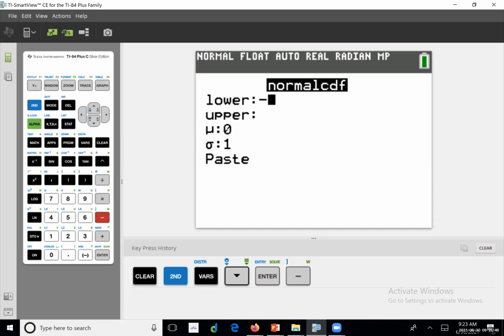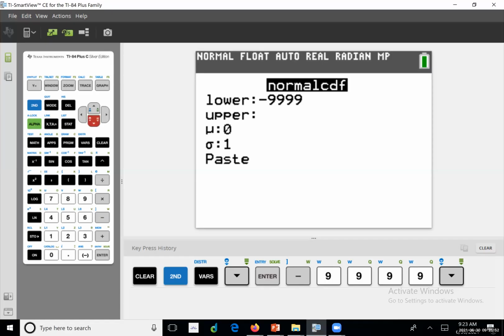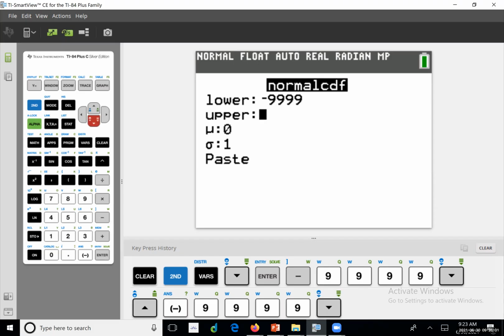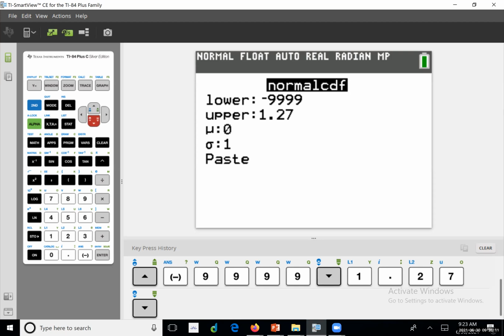Lower, -999, couple of nines, whatever your favorite number of nines, but very small, so you put negative. Actually, let me put negative using this. Okay. Upper, 1.27, because it says less than 1.27, so you stop at 1.27. Mu is 0, sigma is 1.